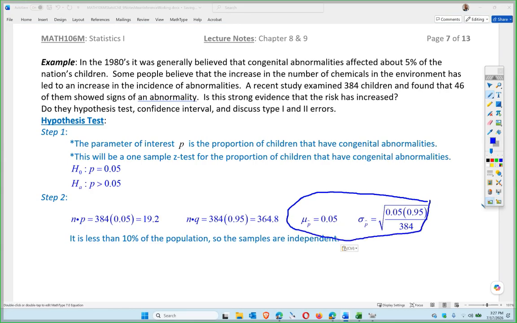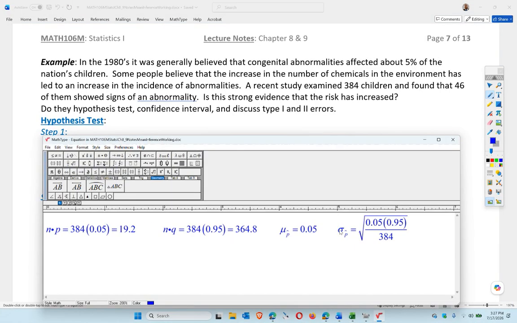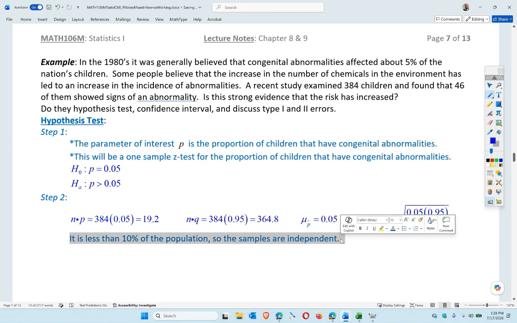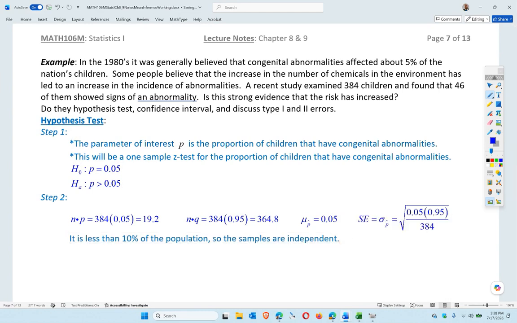So this is actually the standard error. Let's put that as standard error, or the standard deviation of the samples, is this. It's also less than 10% of the population, so we can assume independence. So we have independence, we have random, we have normality. So we have the 3 checkpoints that actually allow this to happen.